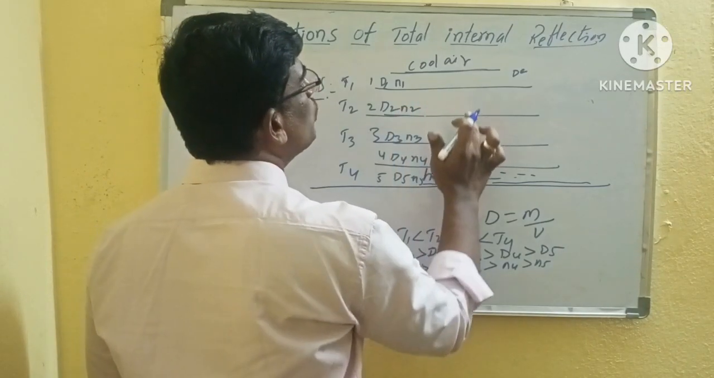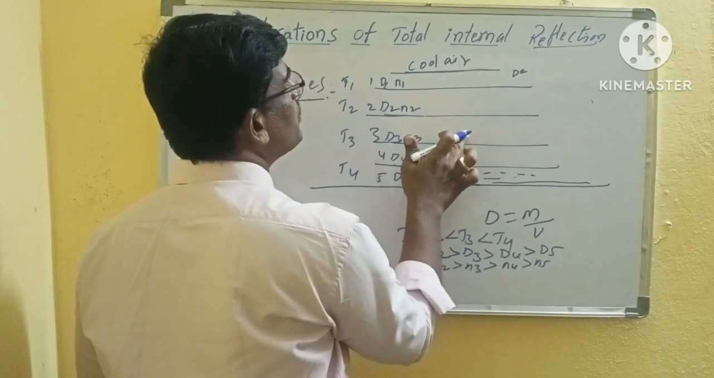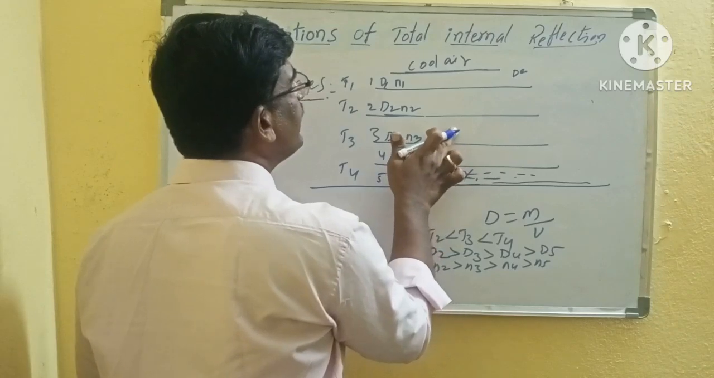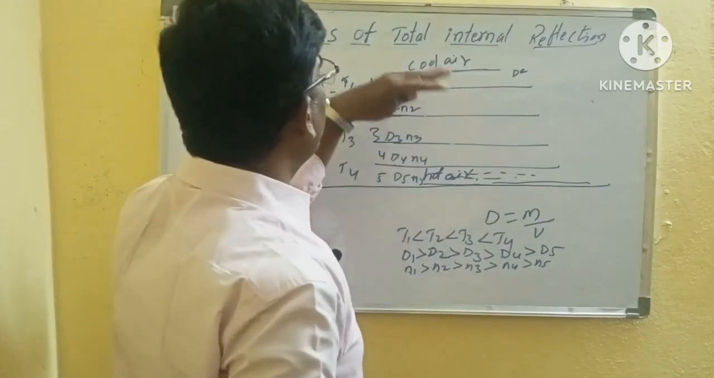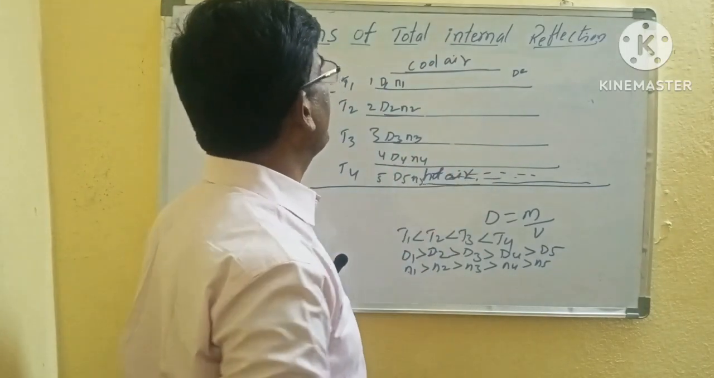So compare these two mediums. This one behaves as a denser medium, this one behaves as a rarer medium. Like this, the upper layer behaves as a denser medium, and the lower layer behaves as a rarer medium.